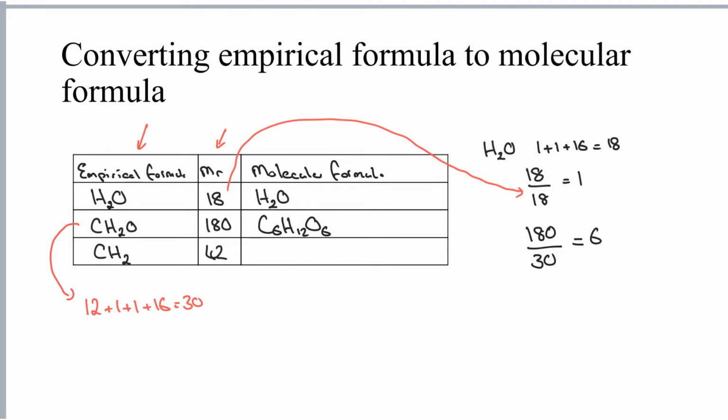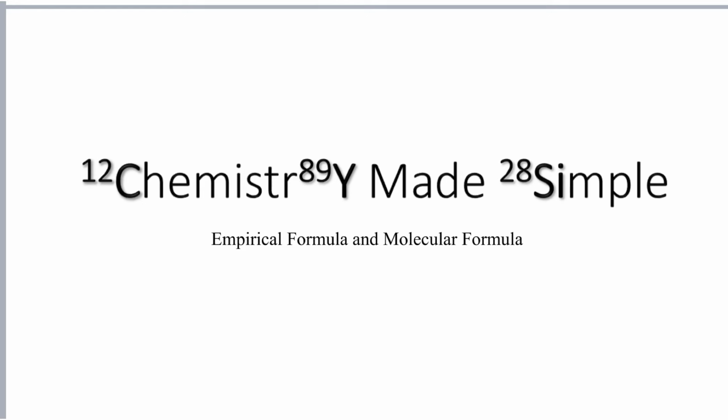Now, for CH2 over here, if we work out the MR of this, 12 plus 1 plus 1 is 14. And then over here, if we get 42 divided by 14, we get 3. So the molecular formula, rather than CH2, is C3H6. Okay, so that's empirical formula and molecular formula, hopefully made simple. Thanks for listening.